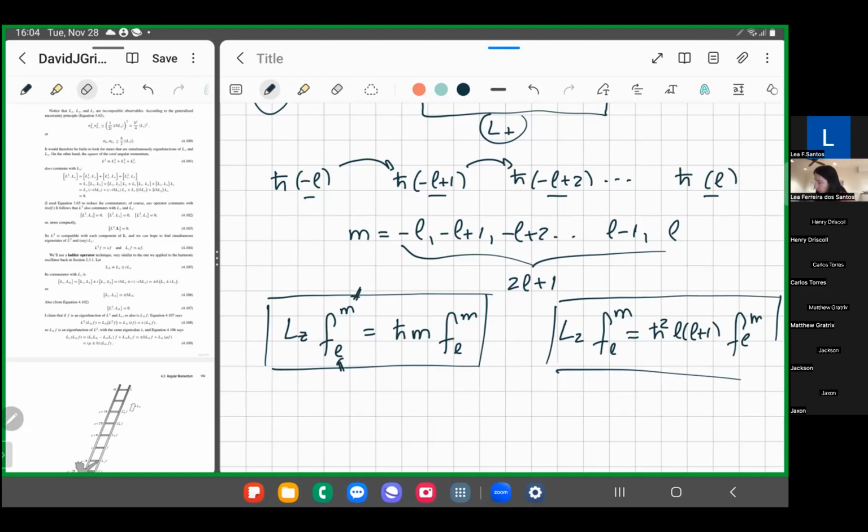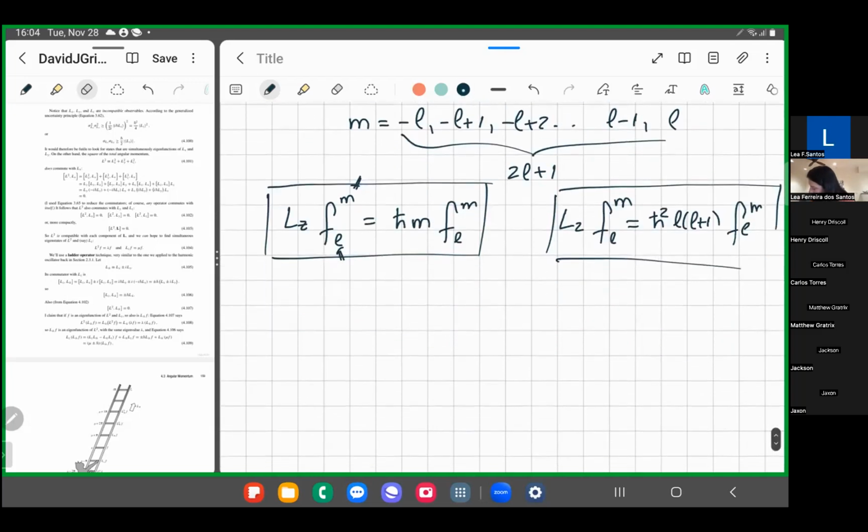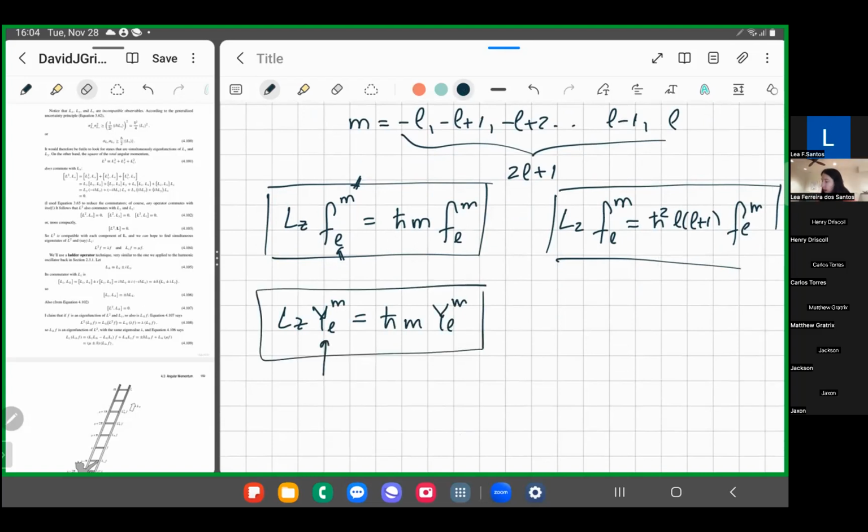Well, what is that? Well, now we can rewrite these things in terms of the spherical harmonics. And I'm going to write to you the equations, okay? So the spherical harmonics are the eigenfunctions of the operator LZ and the operator L square. Okay, so these are the spherical harmonics.